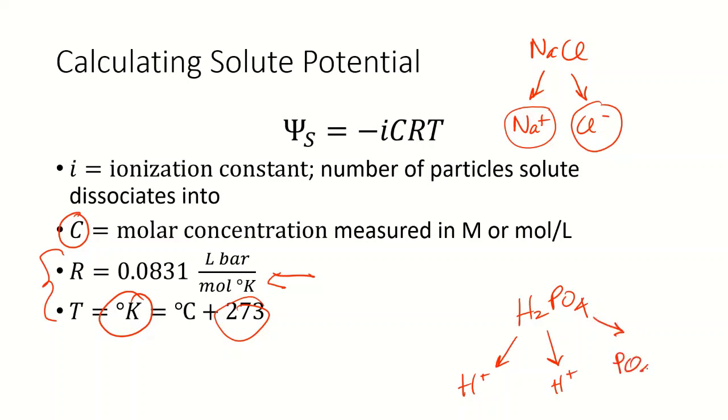and then, I don't know if that charge is right, but whatever. So it's going to dissociate into more than one particle, so it's got an ionization constant of 3. Whereas NaCl has an ionization constant of 2. Something like glucose that's not ionic has an ionization constant of 1. Notice that there is a negative sign in front. It's a little hard to see on your printed notes. So it's negative iCRT.